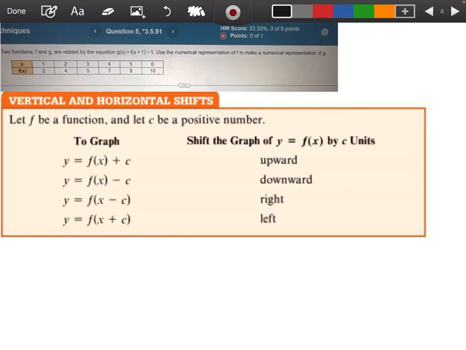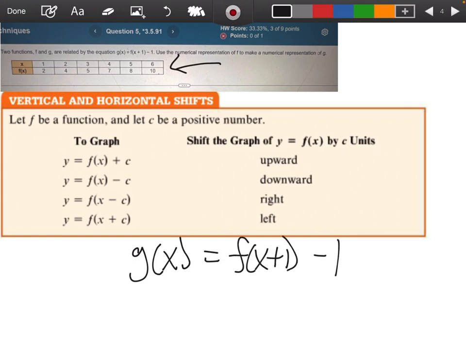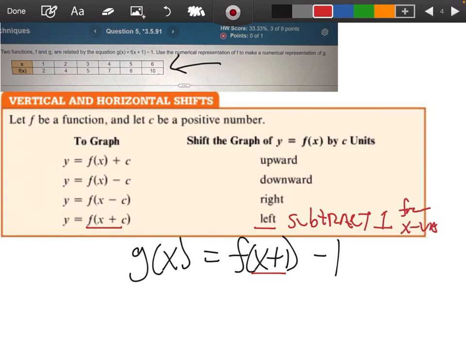Now, the next problem we had on our list was this one right here. So here's our table, here's our y equals f of x. They're asking us, can we make a table for g of x, which is equal to f of x plus 1 minus 1. Okay, so the first thing I'm going to do is look at this part right here, x plus 1. That looks a lot like this, which means I'm going to the left. If I'm going to the left, what we're going to do is subtract, in this case, the number 1 from our x values.